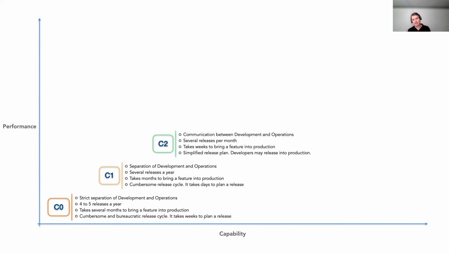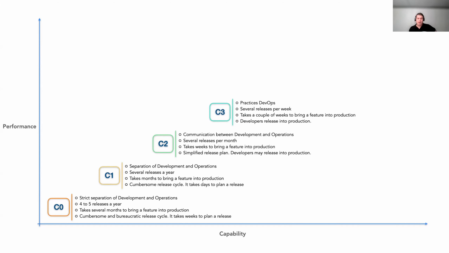Maybe the next level is a little bit better. You have several releases per month. It takes you perhaps some weeks to bring features to production. Now the release plan is a little bit simplified. Developers may release into production, which is actually now quite nice.